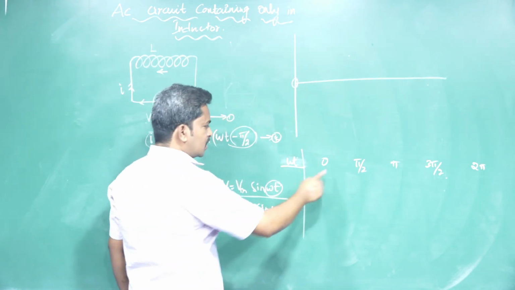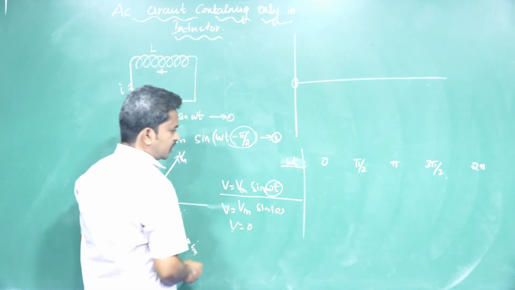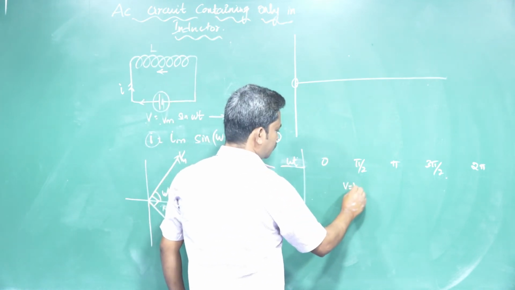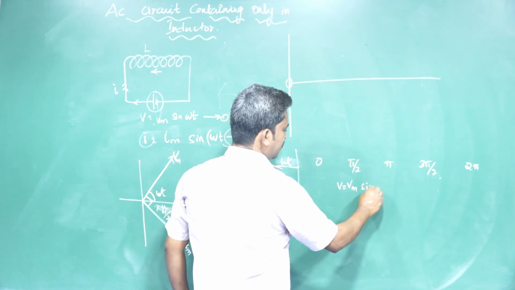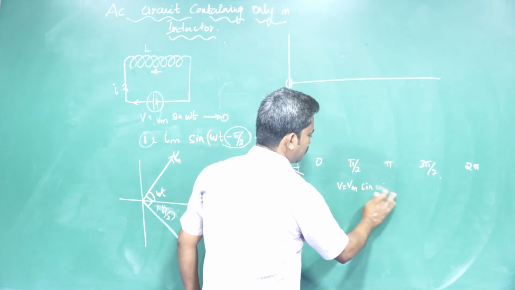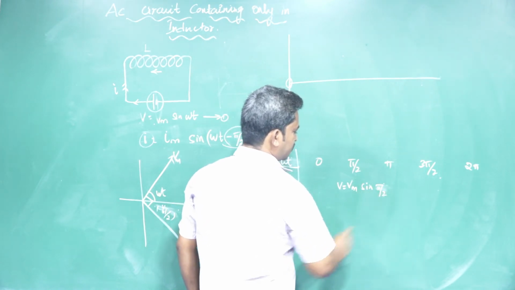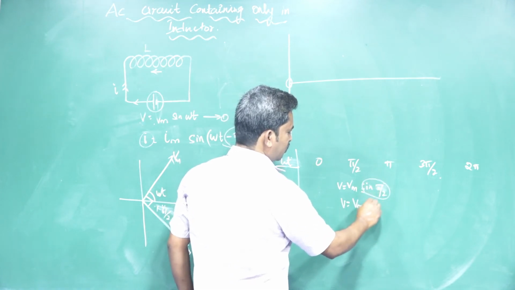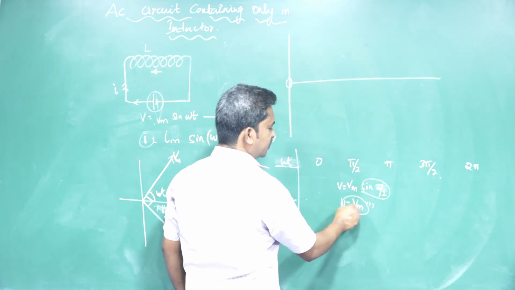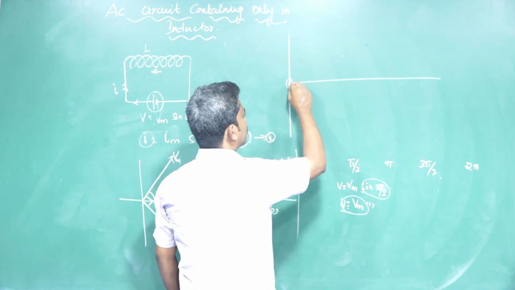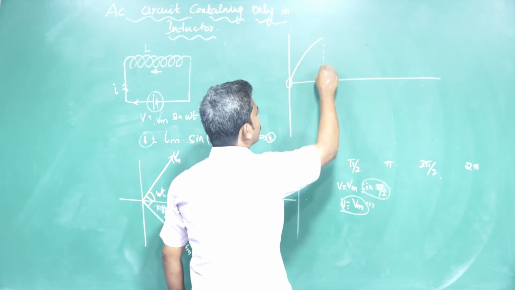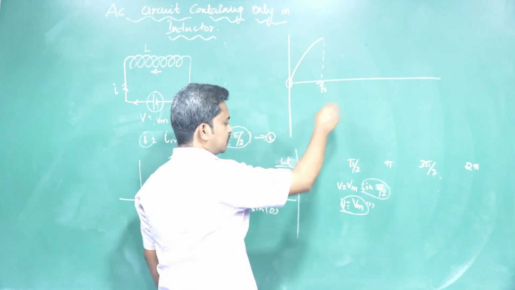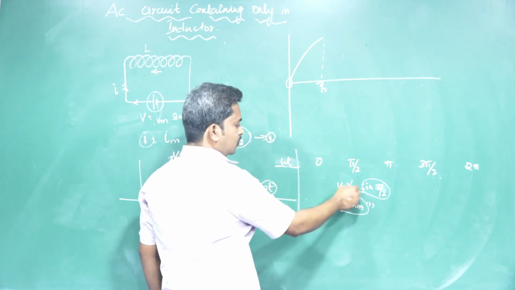And next one, omega t is equal to pi by 2. What happens? V is equal to Vm sin omega t, with omega t equal to pi by 2. So sin pi by 2 is equal to 1, so V is equal to Vm. V is equal to the maximum voltage at pi by 2. This is the pi by 2 value. V is equal to the maximum voltage, V is equal to Vm.